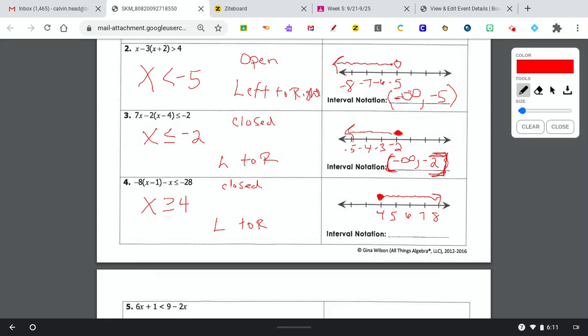Okay. Now, again, look left to right. What do I see first? I see 4. My arrow is going to the right, so that's going to be a positive infinity. Now, closed circle is on the 4, so that's my bracket. Okay. Remember, parentheses always go with infinity. And so there's my interval notation right there.